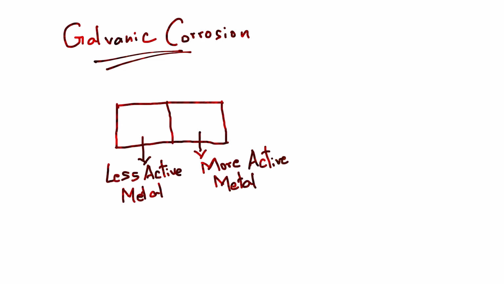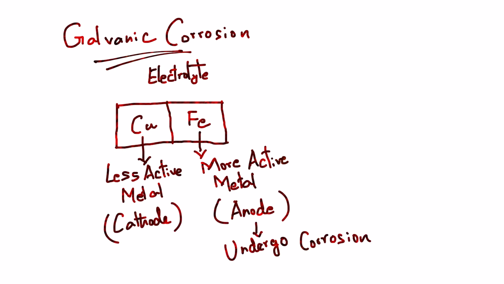Galvanic corrosion: when two dissimilar metals come in contact with each other and are exposed to an electrolyte, one metal will be less active and the other metal will be more active. For instance, consider copper and iron. Iron is the more active metal and copper is the less active metal. When this combination is exposed to an electrolyte, the more active metal will act as anode and undergo corrosion. The less active metal will act as cathode.